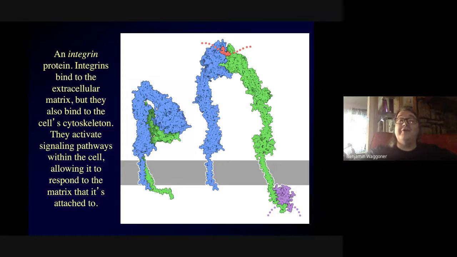At the same time, they've got a transmembrane domain that extends into the cell and binds to the cell's cytoskeleton. So not only do they physically link cells to the extracellular matrix, but they can activate signaling pathways within the cell. And so cells can sense what kind of matrix they're attached to, and they can respond accordingly. So for example, in embryonic development, there are times when populations of cells migrate through the body, and they're able to go where they're supposed to because they've got integrins that can sense what kind of extracellular matrix they're dealing with.